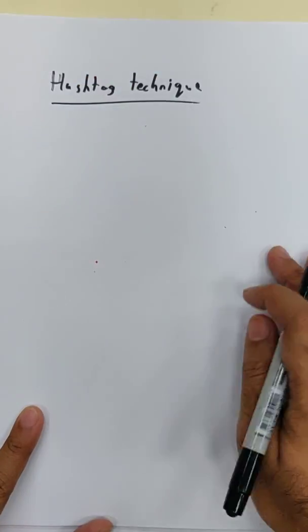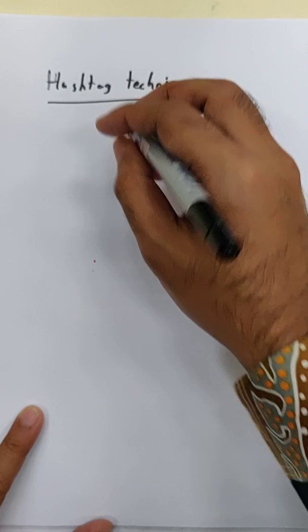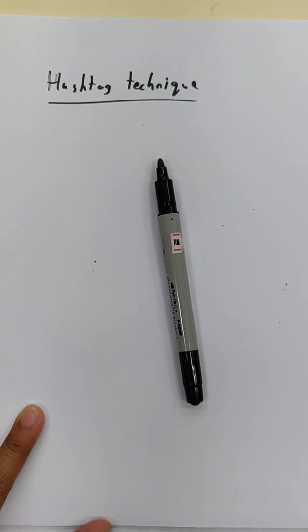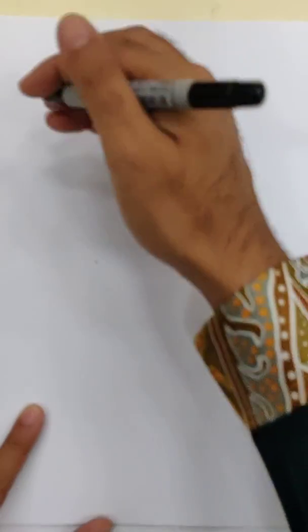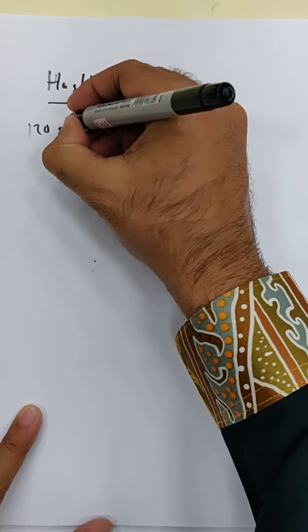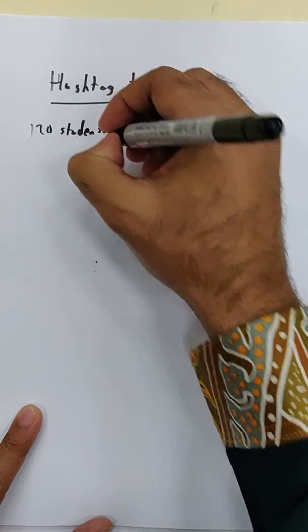Okay, so let's try examples. Just a very small example just to get things started. The hashtag technique is used when there are two cases, A and B. I'm going to use the same example again for a while. Let's say I've got 120 students. This is just a summary, so I'm going to be fast.